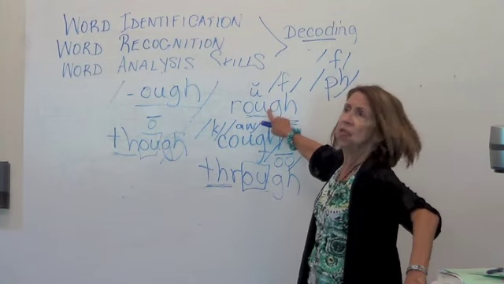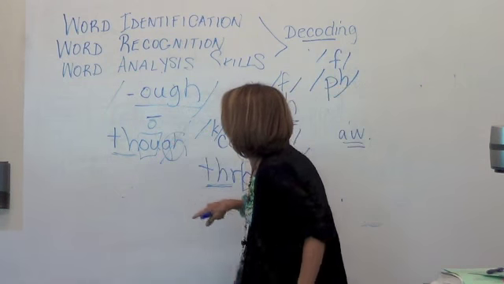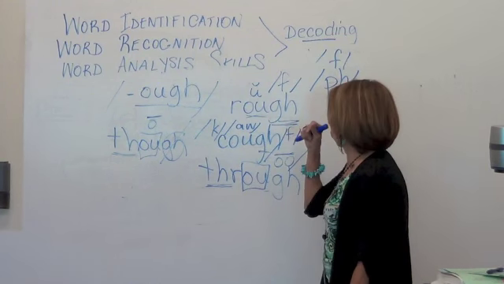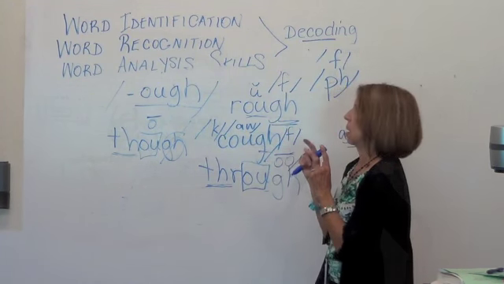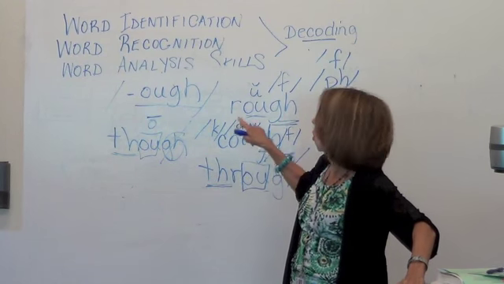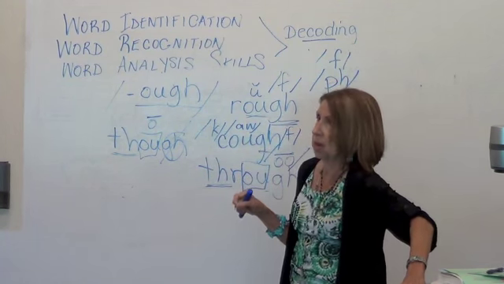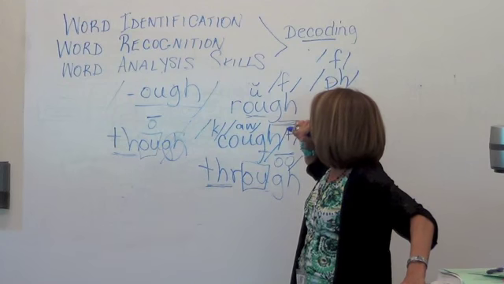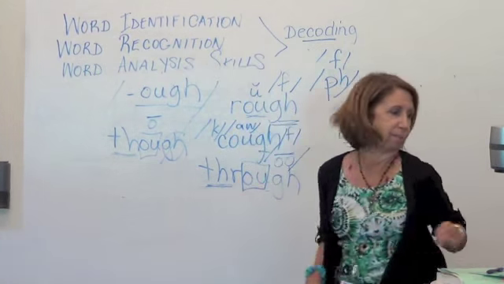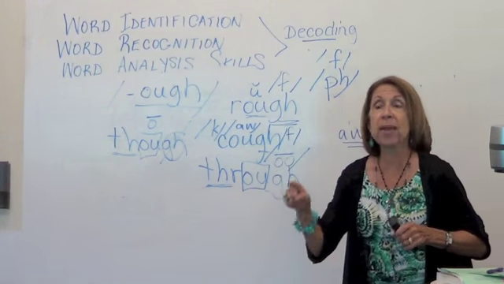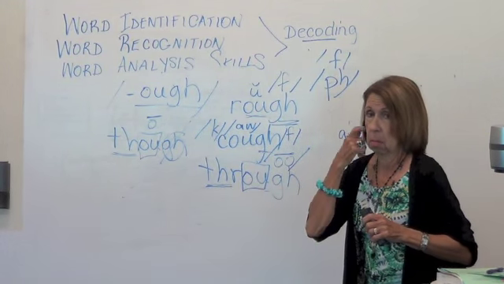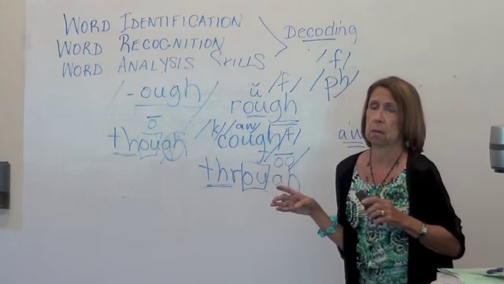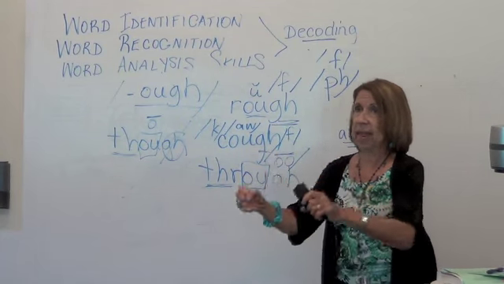Now we have the short U sound like in rough, the long O sound like in though, the aw sound like in cough, the oo sound like in through. What are we missing? I want you to see how many more words you can come up with, because the O-U-G-H does represent other sounds other than the long double-O, the A-W, and the short U. That's your bonus question. How many different sounds of the O-U-G-H, basically the OU vowel combination, different sounds, different words.